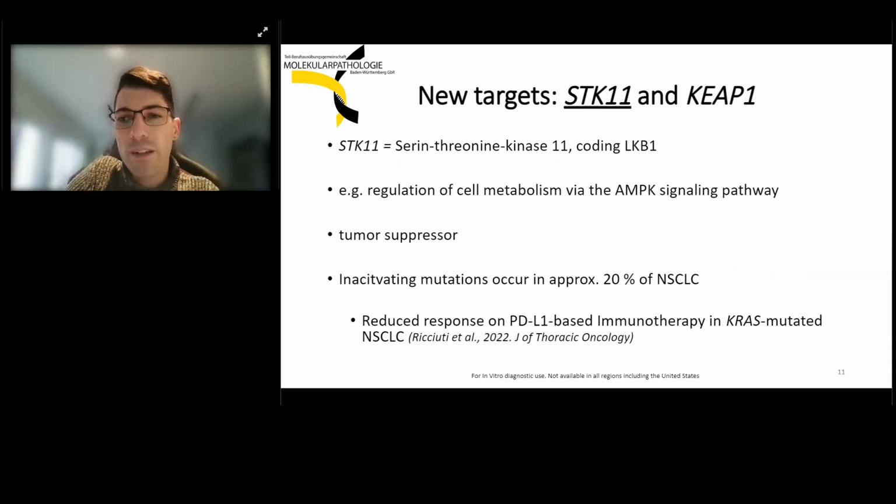STK11 encodes the protein LKB1, which is a serine threonine kinase, being involved in the regulation of cell metabolism via AMP kinase signaling. This gene acts as a tumor suppressor gene. Inactivating mutations in this gene occur in around 20% of non-small cell lung cancer. Mutations in this gene lead to a reduced response to PD-L1 based immunotherapy, especially in KRAS mutated non-small cell lung cancer. Thus, this is an important prognostic marker and often requested by the oncologists.